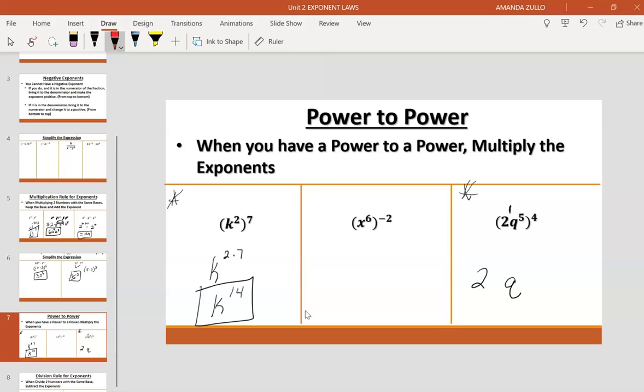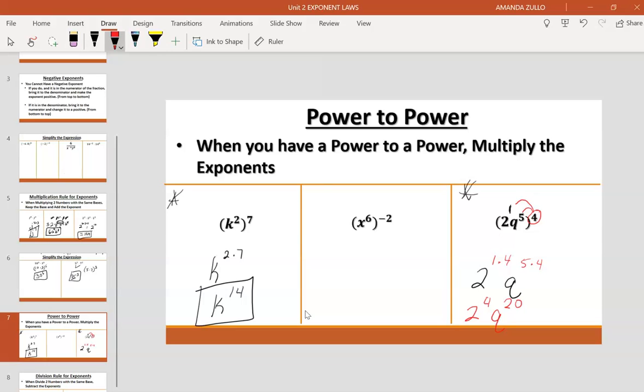This 4 kind of gets distributed to both. So it's 2 to the 1 times 4 and q to the 5 times 4. So 4 needs to multiply with both of the exponents inside of the parentheses. So we're left with 2 to the 4th power, q to the 20th.